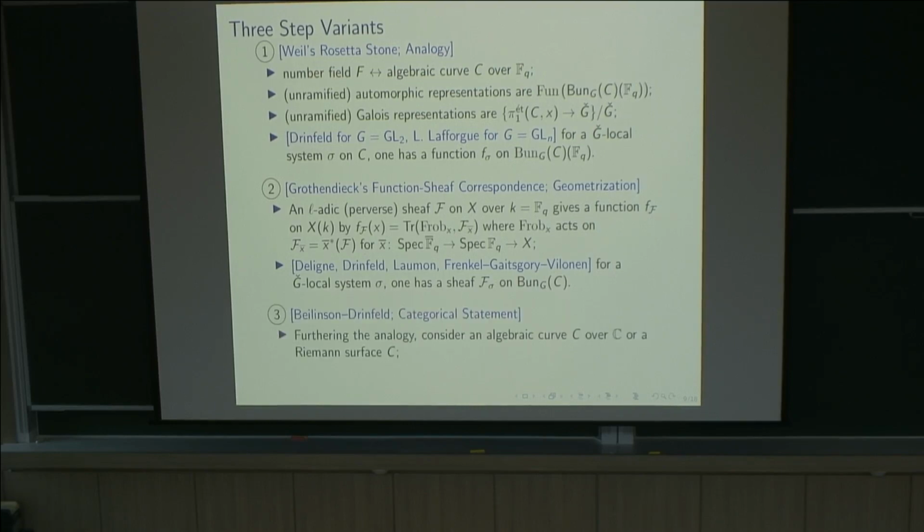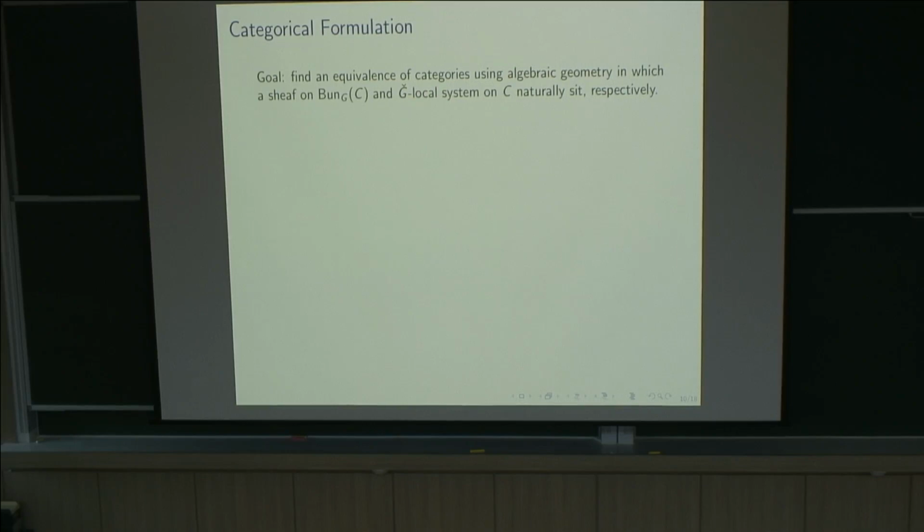And the third variant is that, if you have an algebraic curve over F_q, why don't you go further? Consider an algebraic curve over the complex numbers, like a Riemann surface. The question makes sense there. In this setting, all these statements were set-theoretical correspondences, like given a Galois representation, there is an automorphic representation, and vice versa. But in this case, the geometric setup is so nice that you can hope for more. You want more than a set-theoretical statement, and that gives this categorical form of the geometric Langlands correspondence.